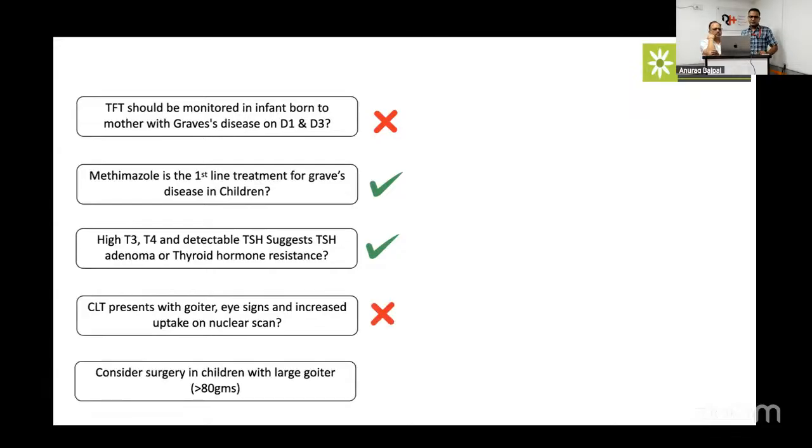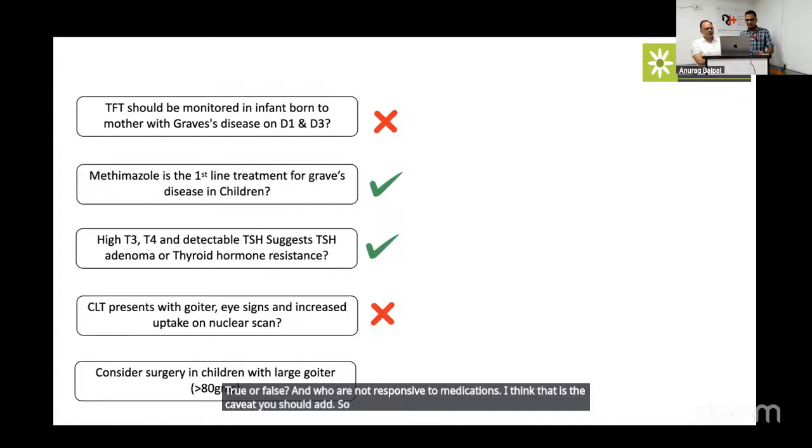Consider surgery in children with large goiters, more than 80 grams. True or false? And who are not responsive to medications. So I think that is the caveat you should add. Yes, you should consider surgery because radioactive iodine is not going to help out.